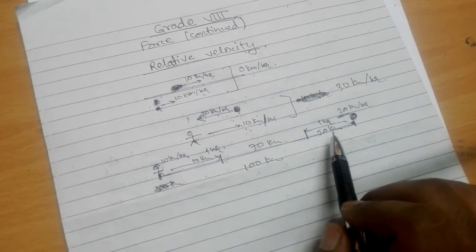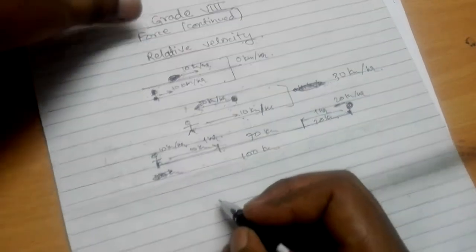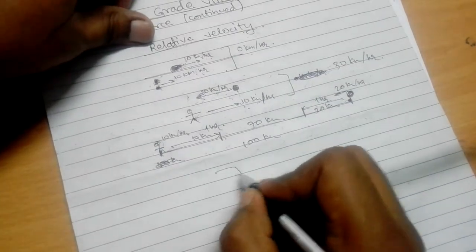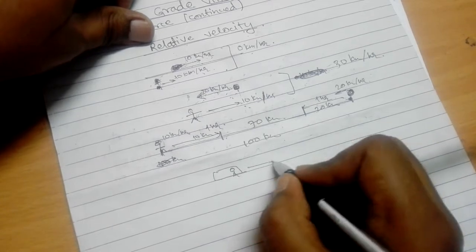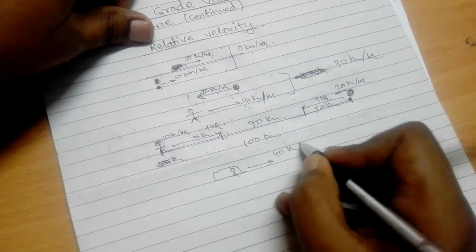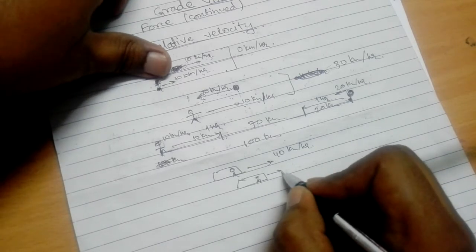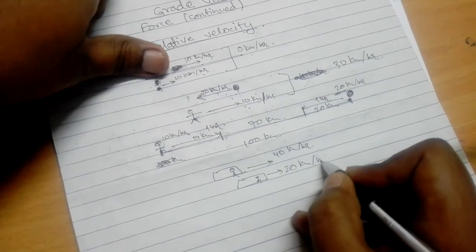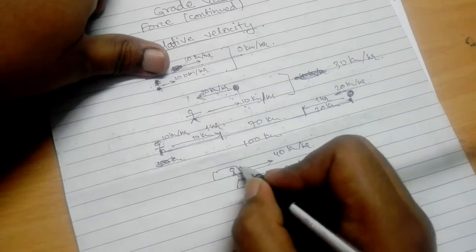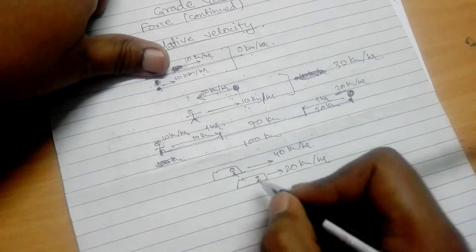Alright, any confusion here? Similarly, let's take another example. Suppose you are in a bus. Your bus is moving at a speed of 40 kilometer per hour, and there is another bus moving at only 20 kilometer per hour. Now what happens? Your bus is actually overtaking the other bus.